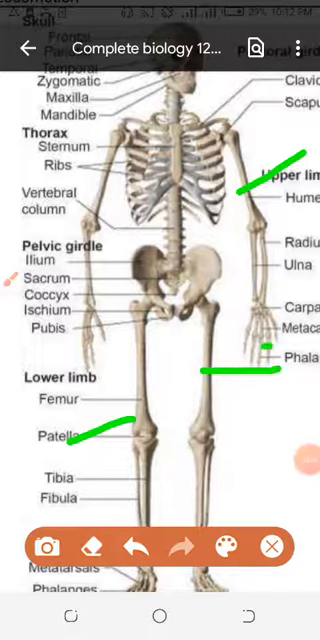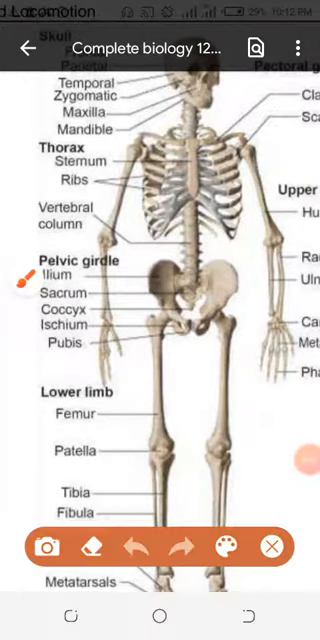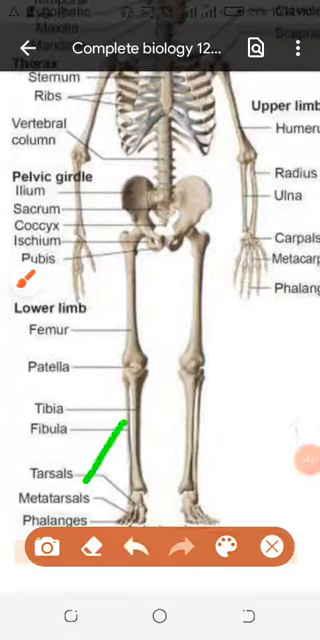Femur bone is very strong. Go to tibia and fibula. Tibia and fibula are two bones. One bone is this one.